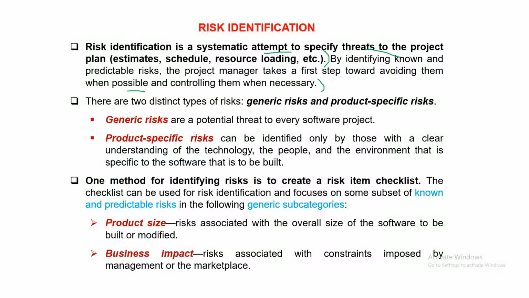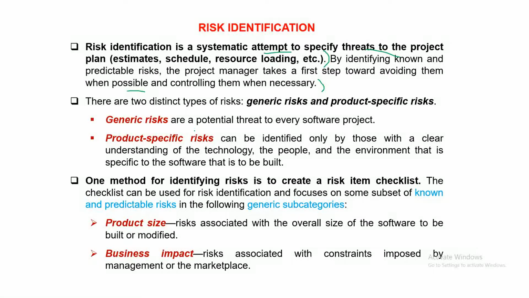There are two distinct types of risk: generic risks and product specific risks. Generic risks, as the name suggests, are general in nature. They are a potential threat to every software project. One example is a resource leaving in between the software development. Engineers involved in analysis and the complete software development life cycle, having experience about this project, may leave the company. This can happen with any company, with any project. These are generic kinds of risks.